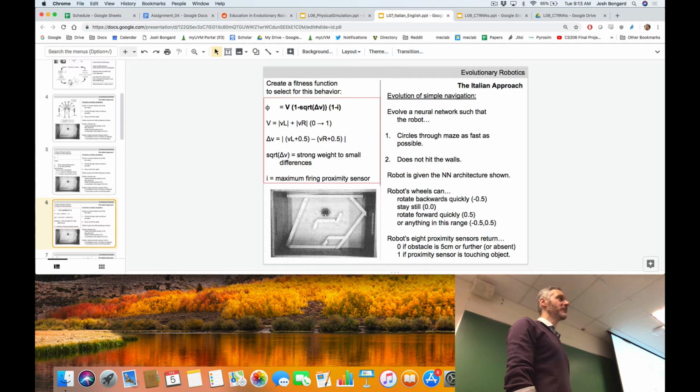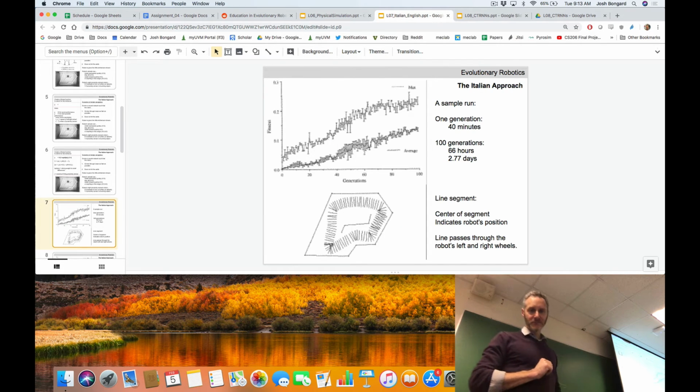So far, so good. You're going to see a lot of fitness functions in this course, and a lot of them have this form where some of the terms are reward terms, like V, and some of them are punishment terms, like 1 minus. We're combining these things. Do this while at the same time don't do that. Okay. What do we get?